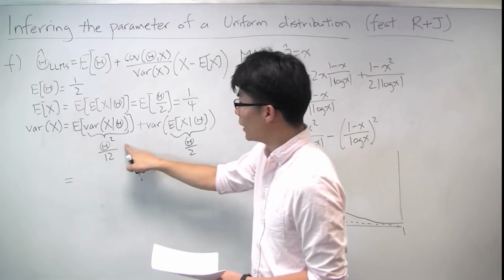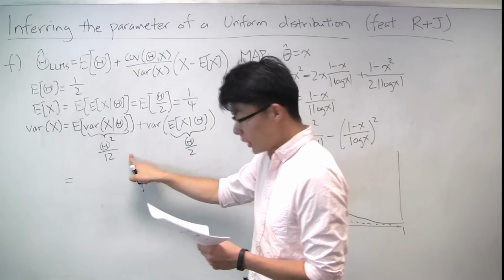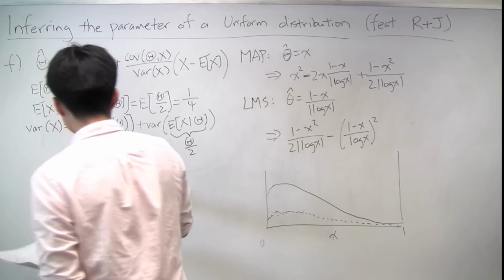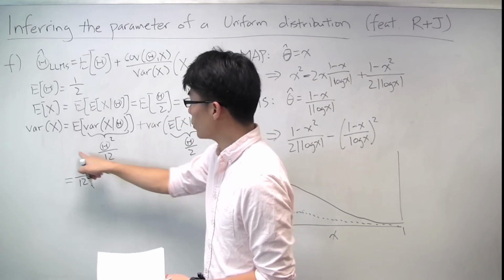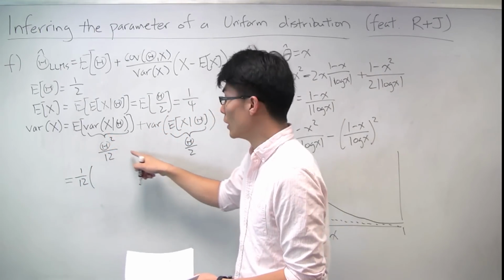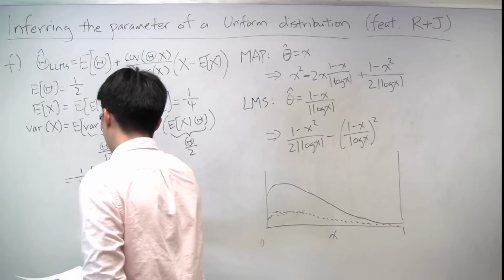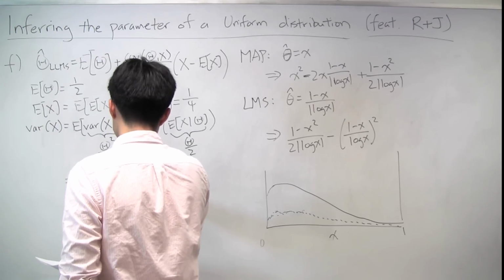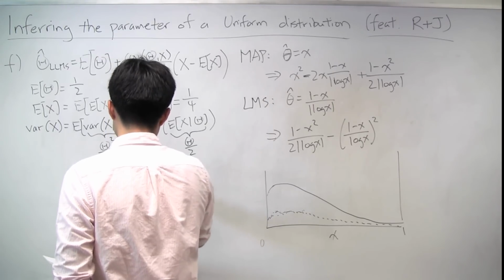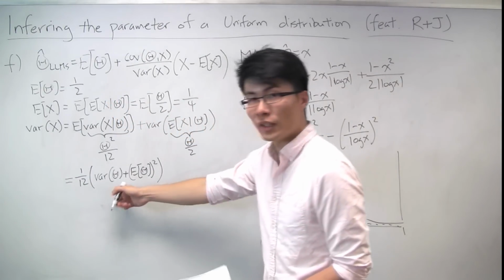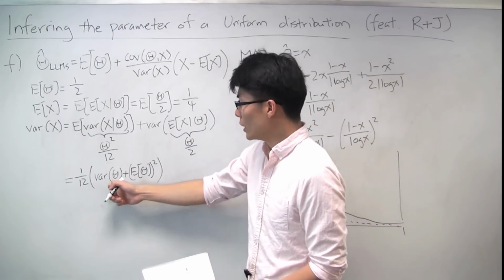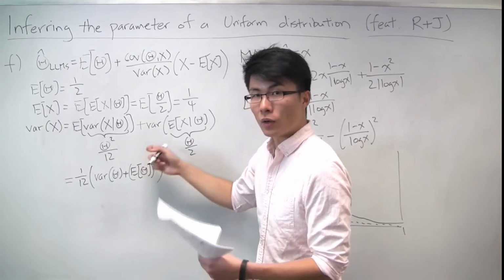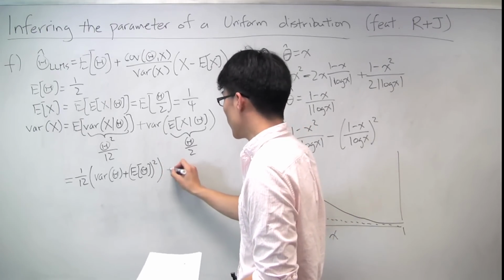What's the expectation of theta squared over 12? Well, that takes a little bit more work because you can think of it as 1/12, you can pull the 1/12 out, times the expectation of theta squared. Well, the expectation of theta squared we can calculate from the variance of theta plus the expectation of theta quantity squared, right? Because that is just the definition of variance. Variance is equal to expectation of theta squared minus expectation of theta quantity squared. So we've just reversed the formula.